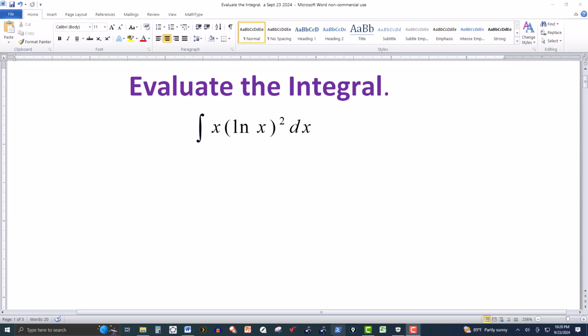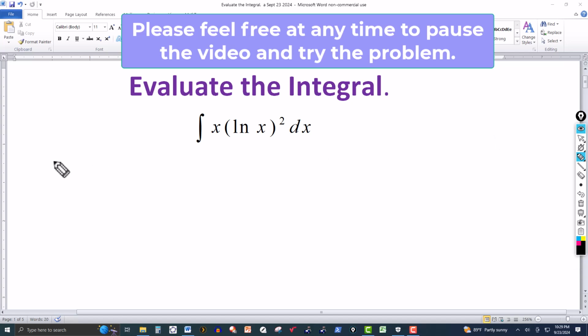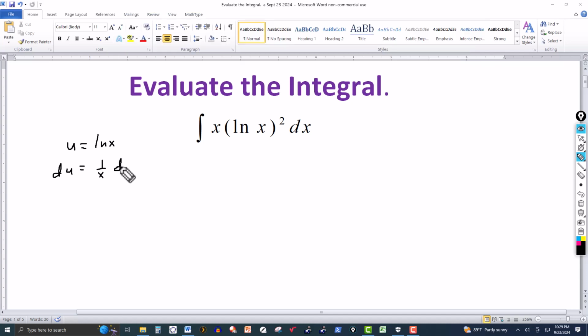In this video we have the integral of x multiplied by ln of x to the second power, and this one's going to involve two techniques. I'm going to start off with a u-substitution and let u equal ln of x. Then du would equal the derivative of ln of x, which is 1 over x dx.